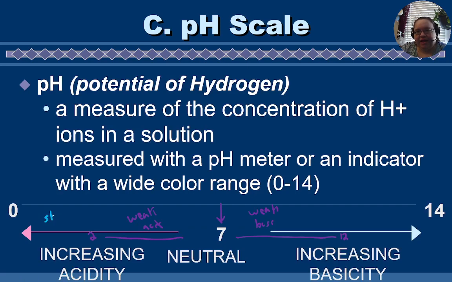Things that have a lot of ions are going to have the very highest or the very lowest pH. Strong acid and strong base.